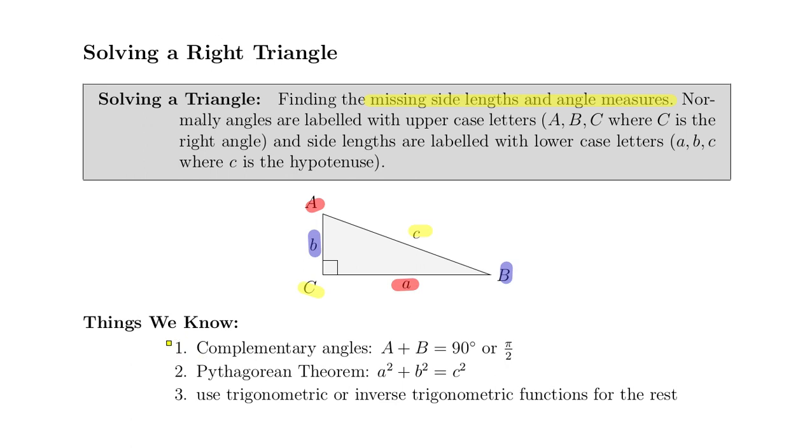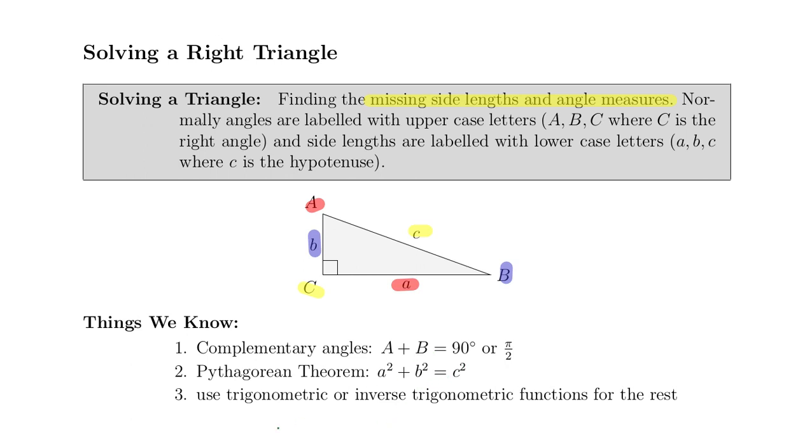Things that we should know. Complementary angles. We know that angle A and B have to add up to 90 degrees because the whole triangle has to add up to 180, and we already know this thing's already 90 degrees. Or if we're using radians, pi over 2. We also know the Pythagorean theorem. That's going to connect our side lengths, a, b, and c. So notice we've got a connection for our angles, A and B, and we also have our connection with our side lengths, that Pythagorean theorem.